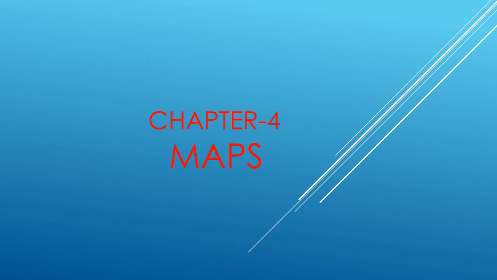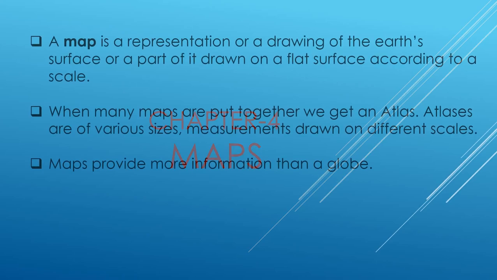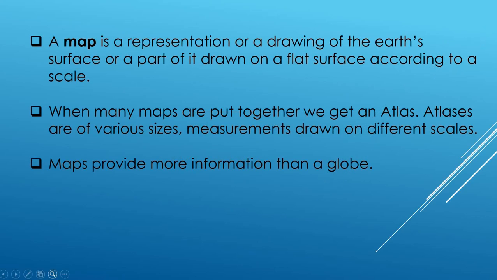So let's begin. What is a map? I hope you have some idea about maps. A map is a representation or a drawing of the earth surface or a part of it drawn on a flat surface according to a scale. So this is the basic definition of a map.